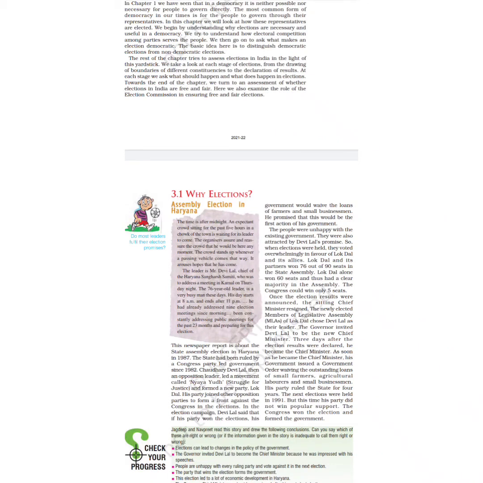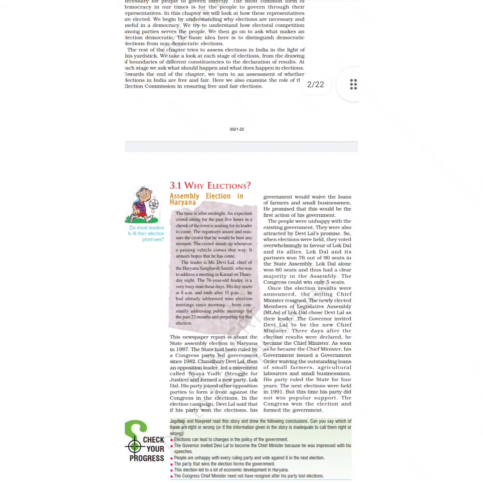So now this was the report in the newspaper about the state assembly election that is going to happen in Haryana in the year 1987, and during that time the state was ruled by the Congress. Okay, so during that time the Congress was ruling that state, and it had been doing so since 1982.